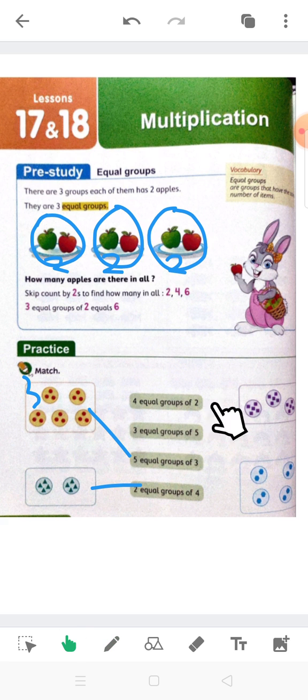Again, let's count. How many groups in all do we have here? I've got 3 equal groups. Each group contains 5. So I will answer: this is 3 equal groups of 5. So I will match this. Again, let's count how many groups here. I've got 4 equal groups of 2.